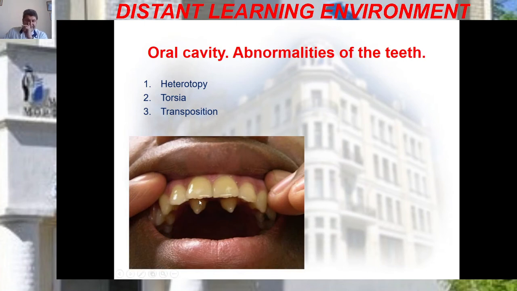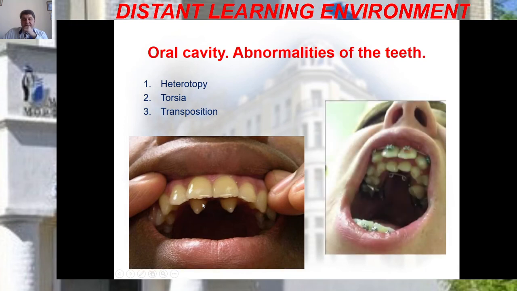For example, you may see heterotopy of canine teeth, and you may see the growing of these teeth from palate, also tortoversion, turning of teeth, and also transposition. When the incisors are situated after canines, it's abnormal.